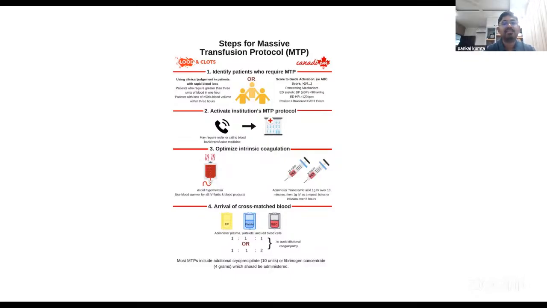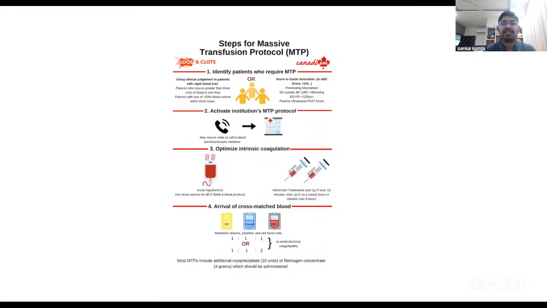one cycle of blood in complete over 24 hours. So complete one body volume of blood over 1 day. So again, these are also criteria which you will look at. But in this situation, you will always look at the shorter criteria. That is the 3 units of blood in 1 hour, or more than 50% blood volume in 3 hours.